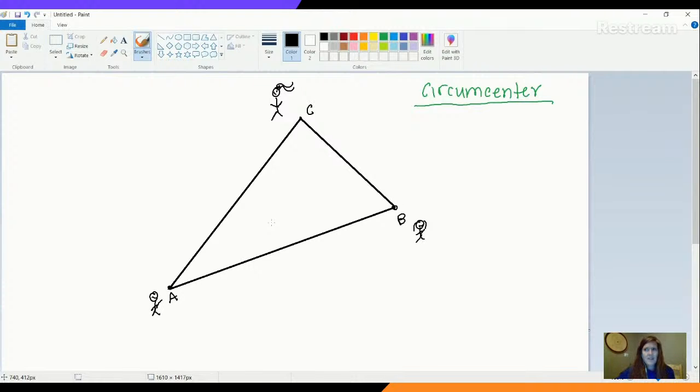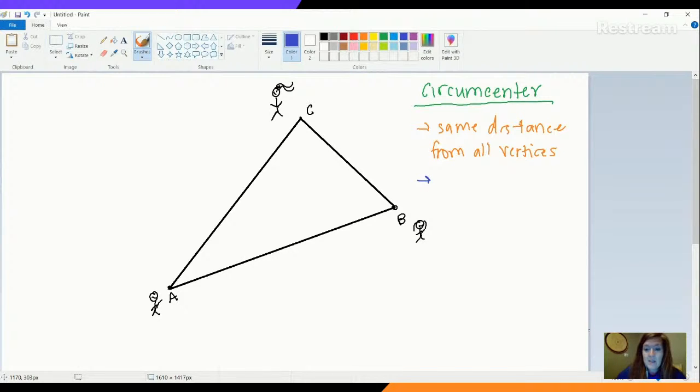So how do I figure out where to stand if I want to be the same distance away from all 3 people? We're actually going to use the circumcenter to find that, and that's one method of finding the center of a triangle. The circumcenter is where you're the same distance from all vertices. Remember, A, B, and C are your vertices. So you want to figure out where the same distance from all the vertices is.